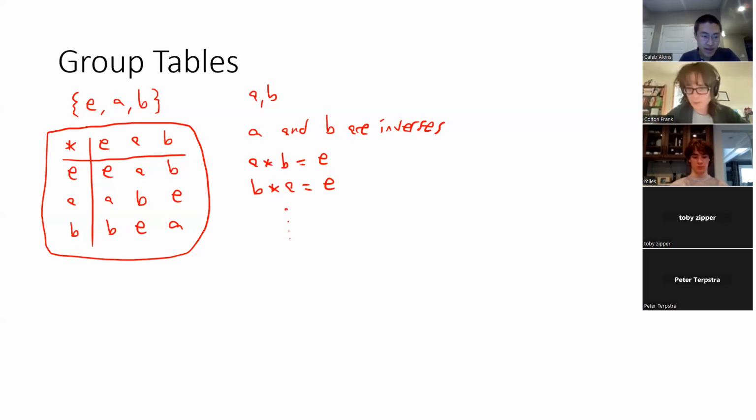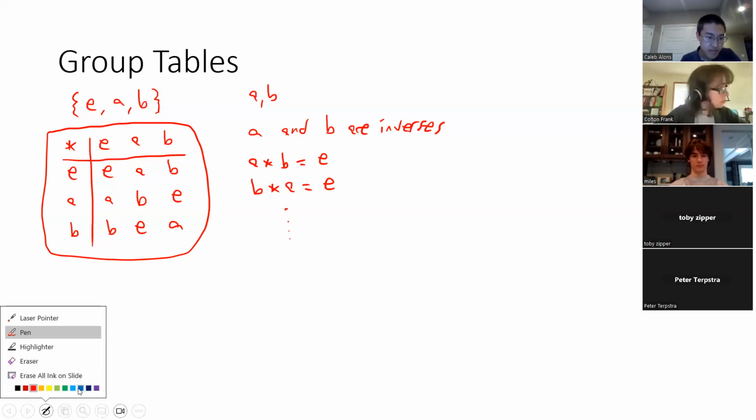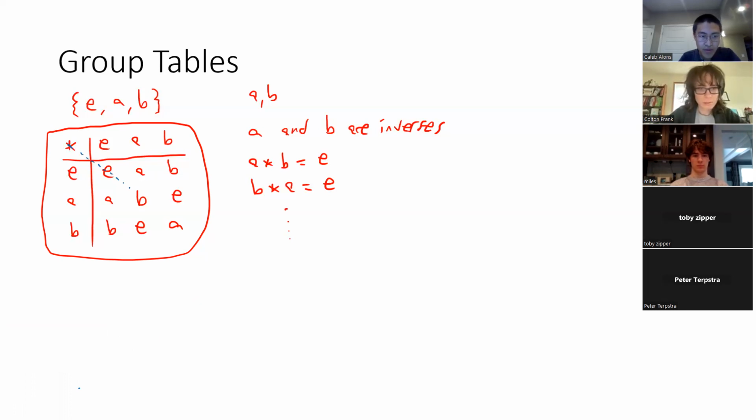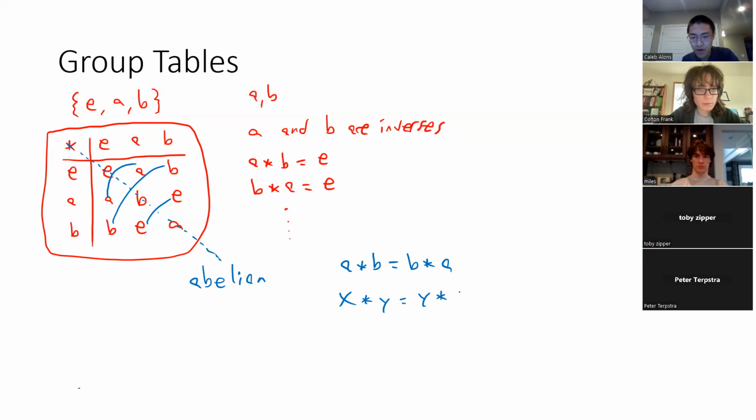Now, here's a really fun thing to look at. I'm going to draw a line. And if I were to make this blue dashed line through here, notice that it's a mirror image: A to A, B to B, E and E. And so not only is this a group table, but it is an abelian group. This is abelian because this binary operation is commutative. In other words, A star B is equal to B star A. And no matter what combination you have, X star Y will give you the same thing as Y star X. So this is an abelian group as well.